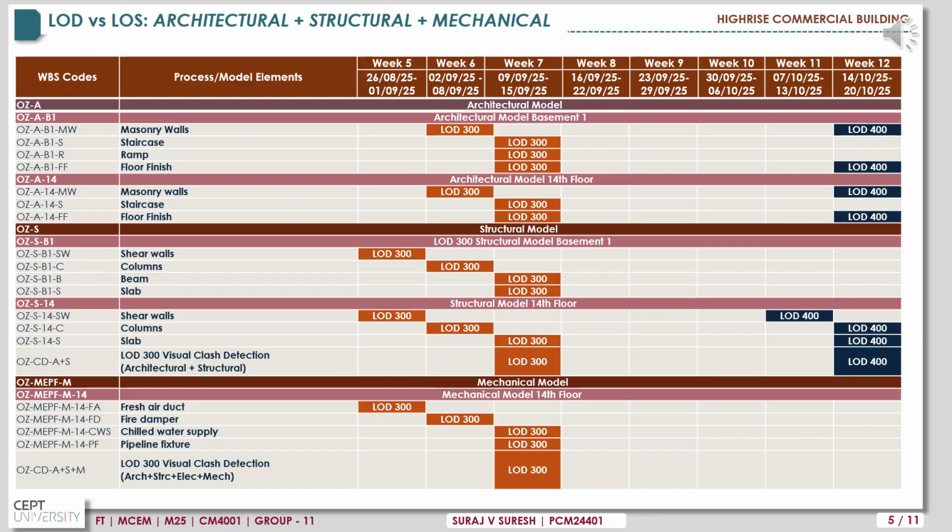Following here is the LOD versus LOS table for architectural, structural, and mechanical models with the level of development for each element and the week of completion of that element in that model. For example, for masonry walls, both LOD 300 and 400 were prepared and completed in week 7 and week 12 respectively.